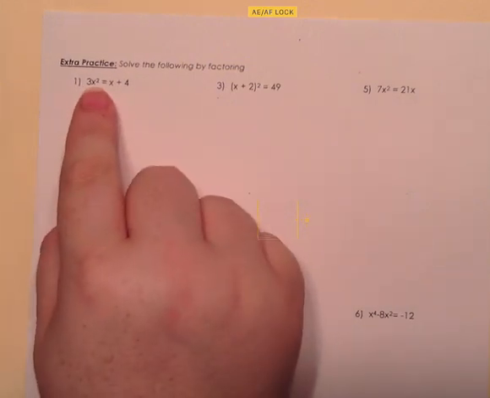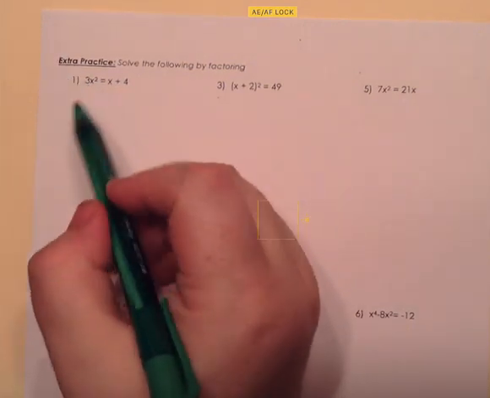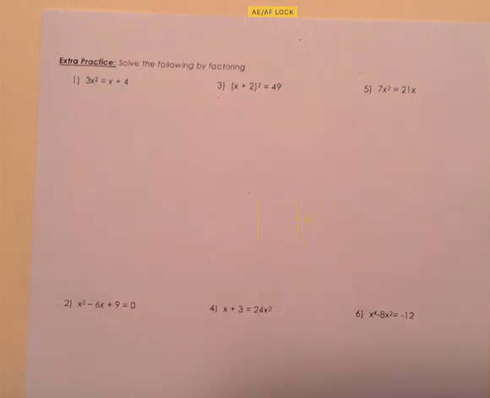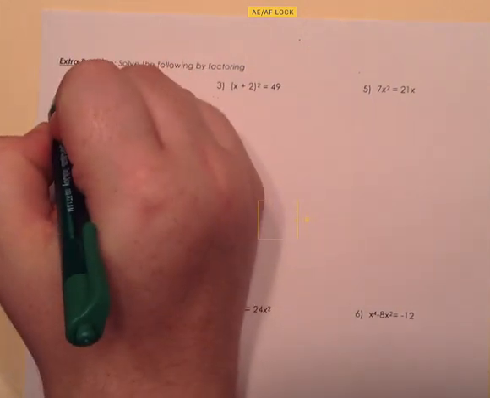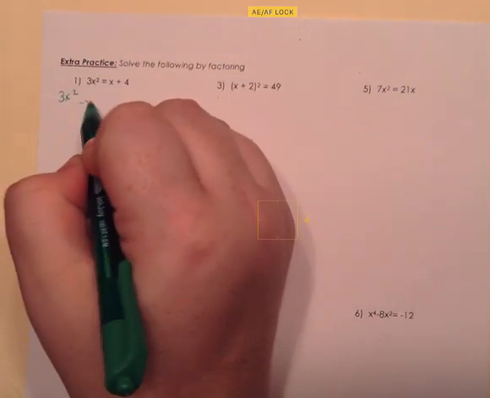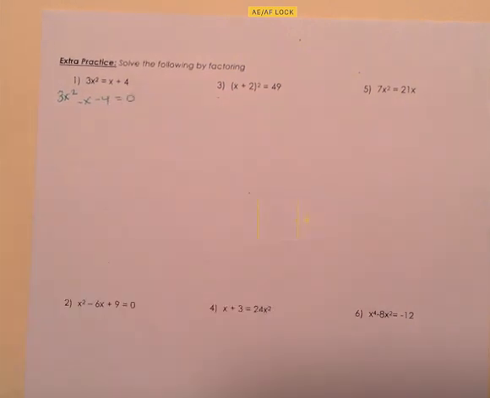Our first problem is 3x squared equals x plus 4. To turn this back into standard form, we want to keep our x squared positive. So we're going to move our x and our 4 to the other side by subtracting them both. We'll have 3x squared, minus x, minus 4 equals 0.